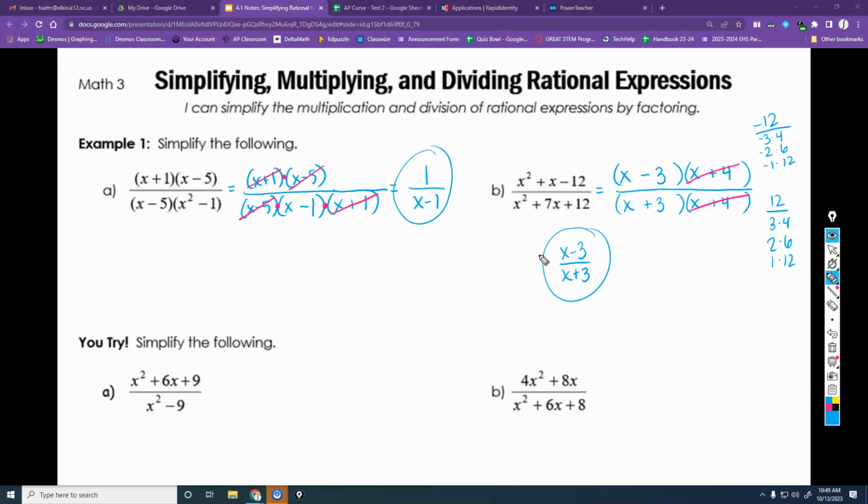Okay, you guys try the next two. Try the next two on your own.